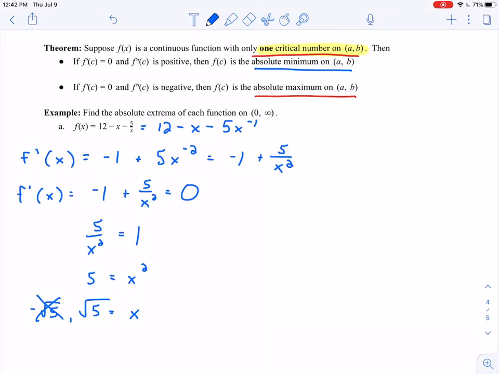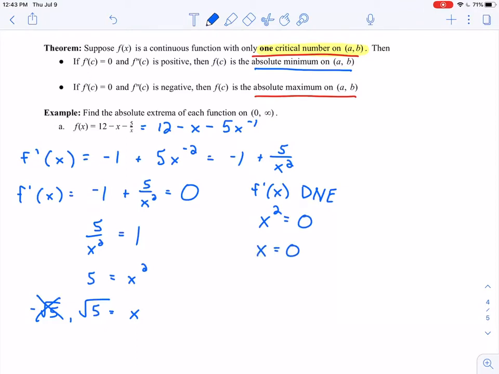But remember, we also need to consider places where f prime of x does not exist. This theorem, we wouldn't be able to use the second derivative if we had a point where our function is not differentiable. But it is possible for it to still be a critical point, and that would mess with my theorem. Then I'd have more than one critical number. So I need to look at my derivative, which is -1 plus 5 over x squared. I know that that's going to be a problem if the denominator, x squared, is equal to 0. So that gives me x equals 0.